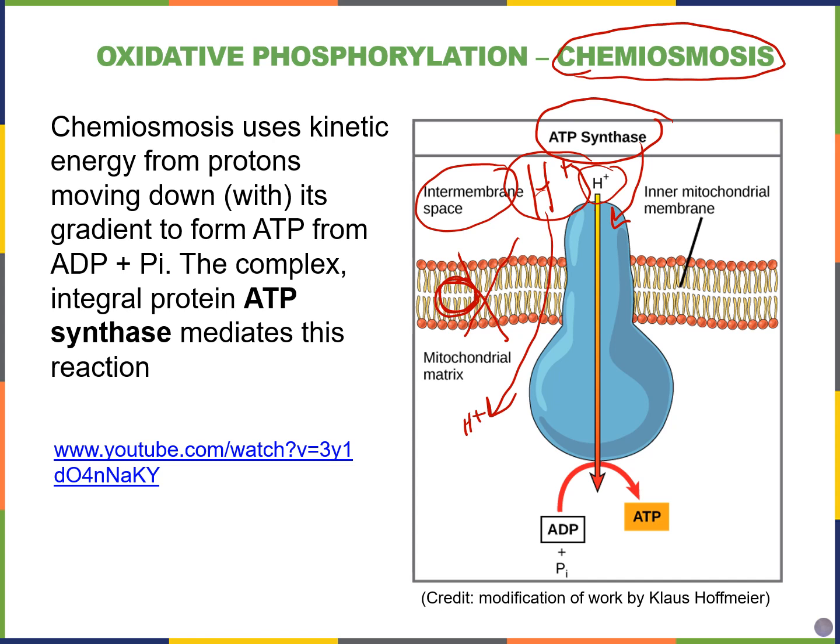So that's going to be exergonic. It's going to release energy, and that energy is going to be used to power the endergonic reaction of the production of ATP. So again, this protein is critical for the production of ATP through this process, chemiosmosis. We're using the electrochemical gradient generated from the electron transport chain to produce ATP.